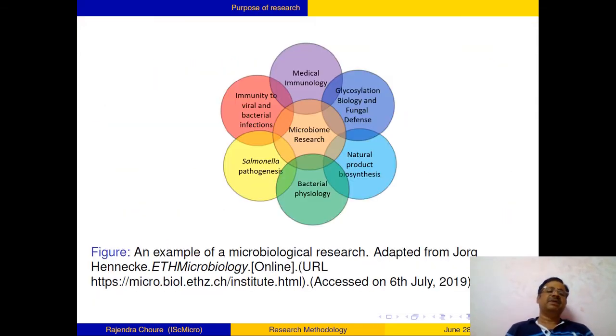Then, what is the purpose of research? If you consider microbiological research, then different applications of research are there. Those applications are in medical immunology, glycosylation biology and fungal defenses, natural products and biosynthesis. We can study bacterial physiology, and Salmonella pathogenesis can be studied. These are different examples of the purpose or applications of research.